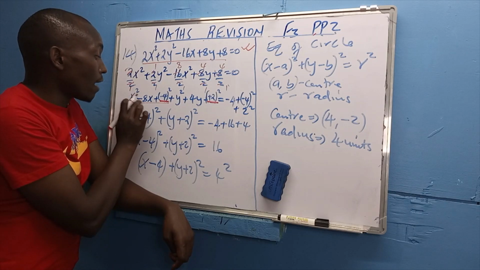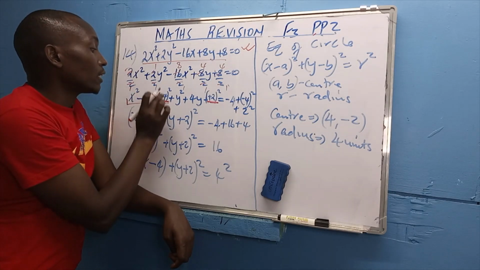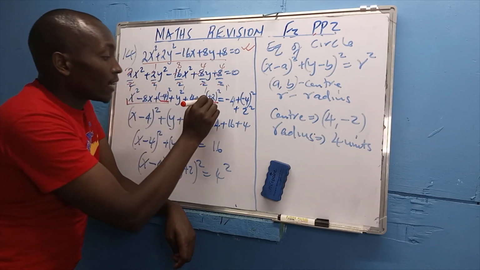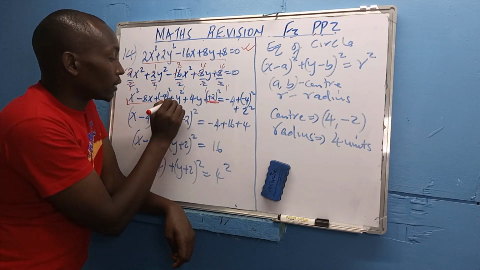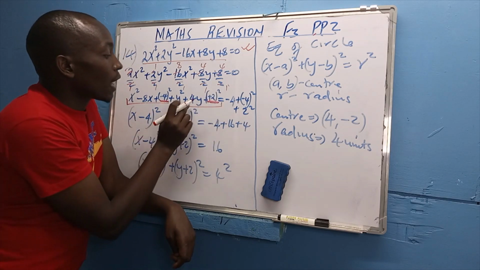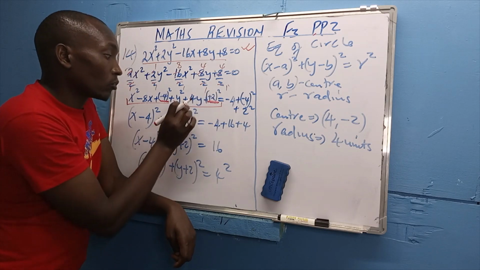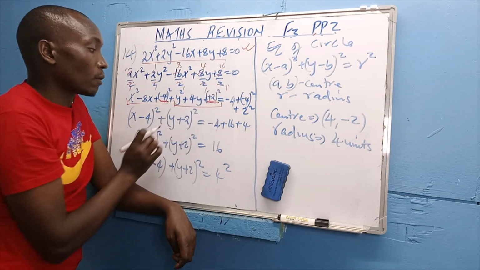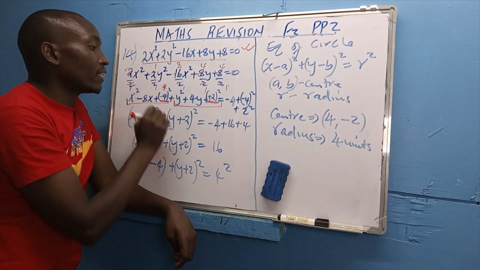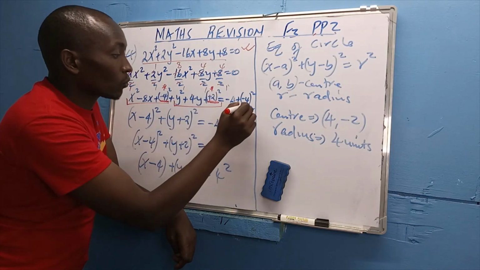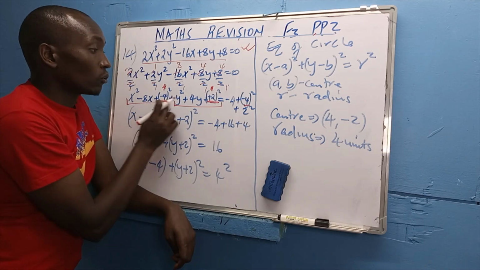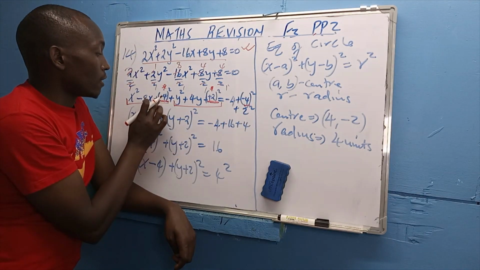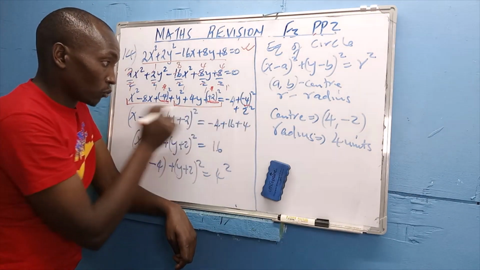It's a half of negative 8 squared here. So the other term here, for me to complete this square, will be a half of 4 squared. So it will be 4 divided by 2, 2 squared. That is what I'm adding here. And whatever I add here, I'll also add on the other side. Negative 4 squared is here. Then 2 squared is also here.